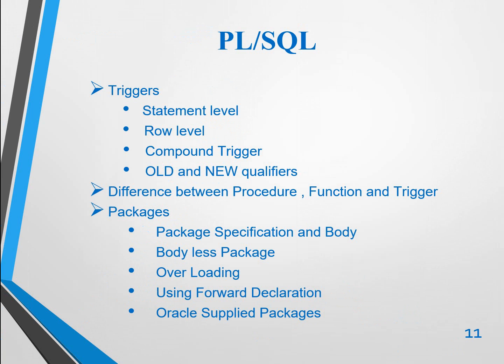Next topic is triggers. Triggers are at statement level, row level, and we have a concept called compound triggers and also old and new qualifiers. We'll see the differences between procedures, functions, and triggers. Then we have packages. Package contains package specification and body. And what is a bodiless package? What is overloading? How do we use forward declaration? And what are Oracle supplied packages?